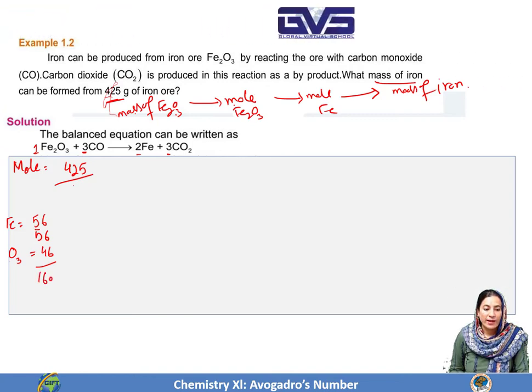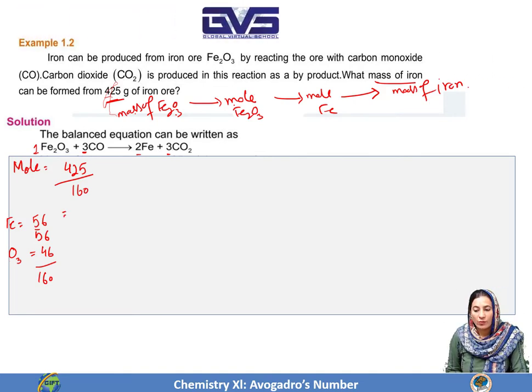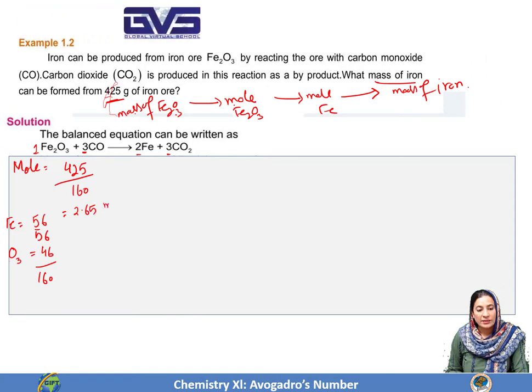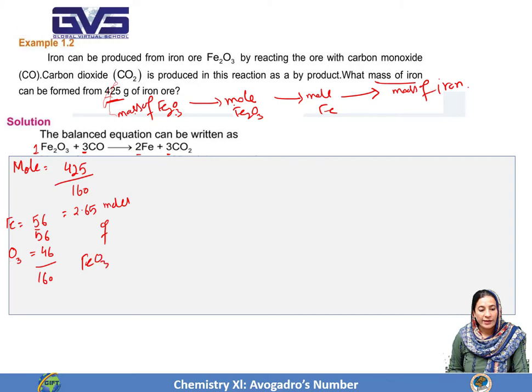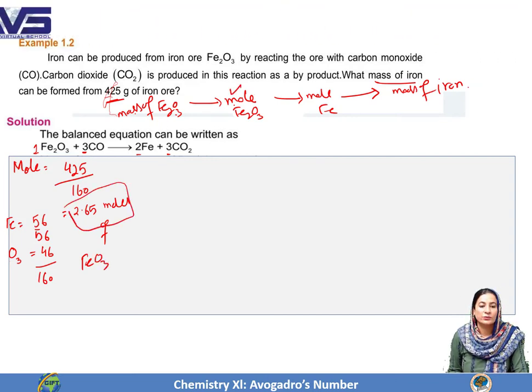So 425 divided by 160, our answer is the number of moles, 2.65. These are moles of iron oxide. So this is the answer. So we have found this one.